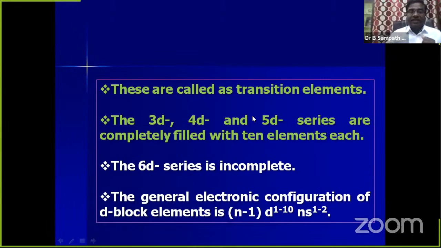So actually, children, these D block elements or transition elements consist of 4 series, that is the 3D, 4D, 5D, and 6D series. Among these, only 3 series, that is 3D, 4D, and 5D, are completely filled with 10 elements each. The remaining 6D series is incomplete. The general electronic configuration of D block elements is (n-1)d1 to 10, ns1 to 2.